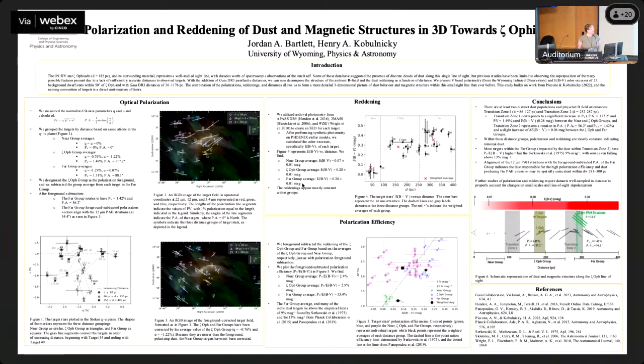Hello, my name is Jordan Bartlett. I'm a grad student at the University of Wyoming. Sorry, this is a little hard to see, but my poster is called Polarization and Reddening of Dust and Magnetic Structures in 3 Dimensions towards Zeta Ophiuchi.